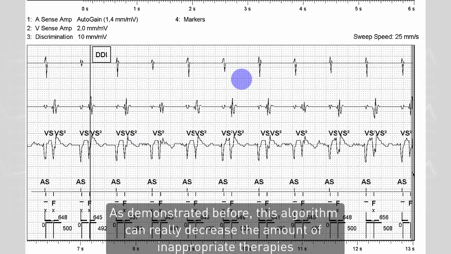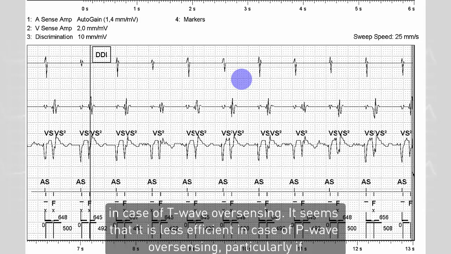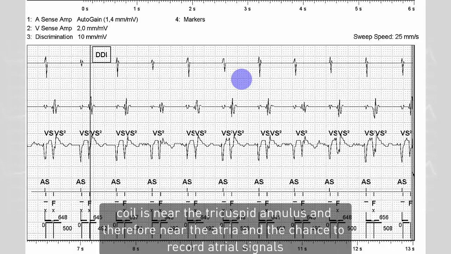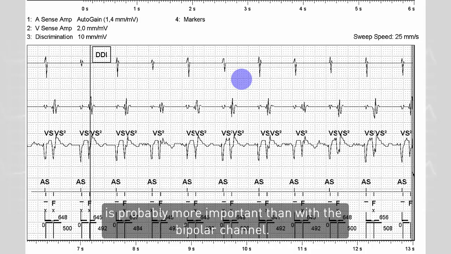As demonstrated before, this algorithm can really decrease the amount of inappropriate therapies in case of T-wave oversensing. It seems that it is less efficient in case of P-wave oversensing, particularly if the discrimination channel is set between the coil and the can. Indeed, the coil is near the tricuspid annulus and therefore near the atria, and the chance to record atrial signals is probably more important than with the bipolar channel.